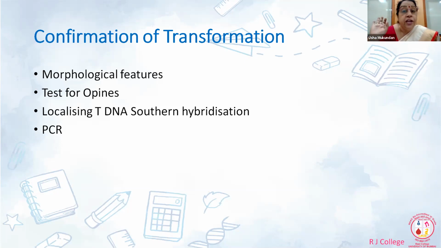But morphological feature cannot be accepted if you're trying to publish a paper. Now, what did I say? Morphological feature, profusion of lateral roots. Now, what is the difference between a lateral root and a root hair? Very simple. Lateral roots are endogenous in origin.